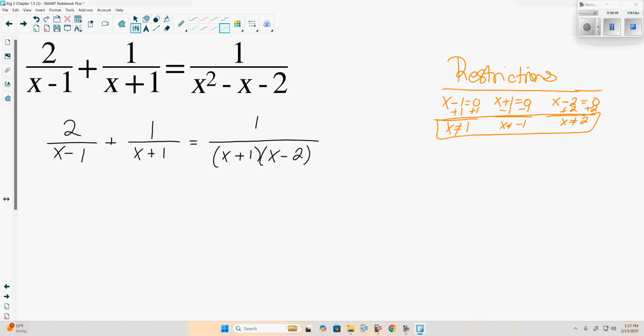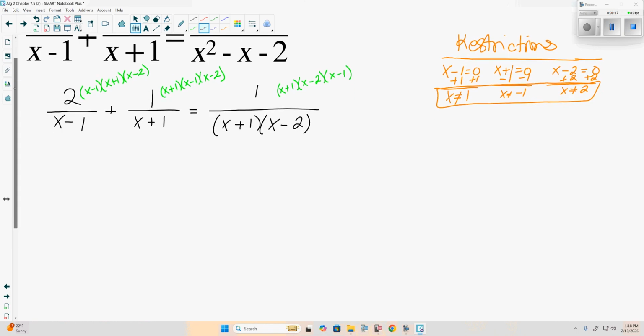So if any one of these 3 or more than one of these 3 show up as a solution, they are going to be restrictions and we have to throw them out. We have to get rid of them. So that means we're going to multiply by x plus 1, x minus 1, and x minus 2. Questions on this here so far?